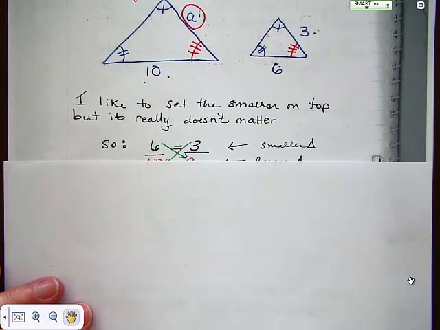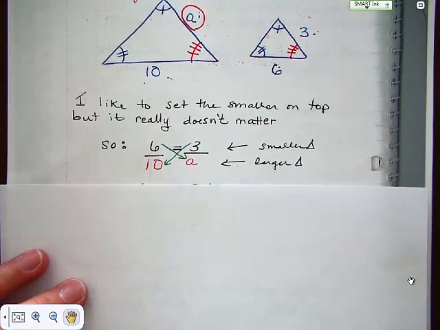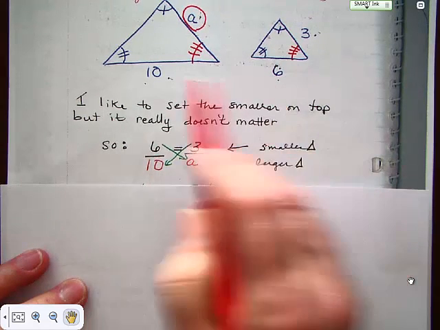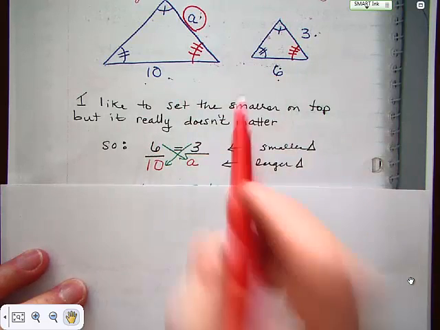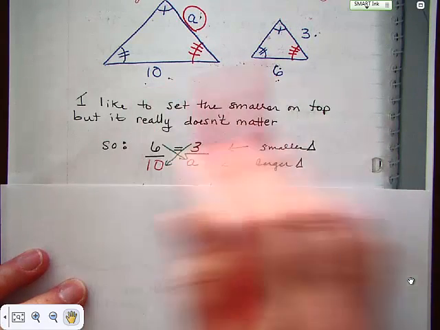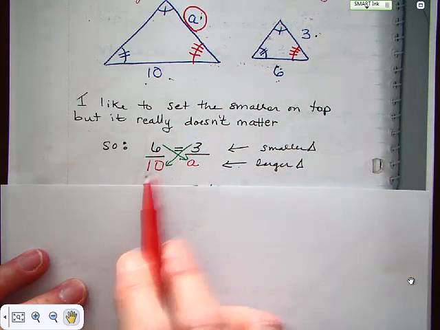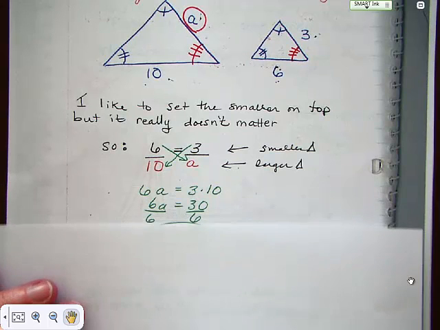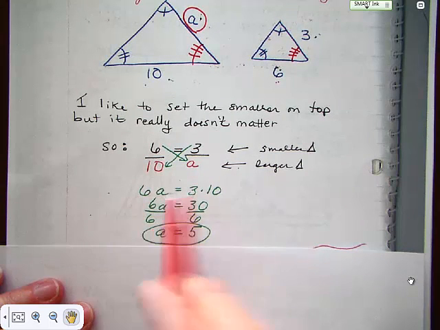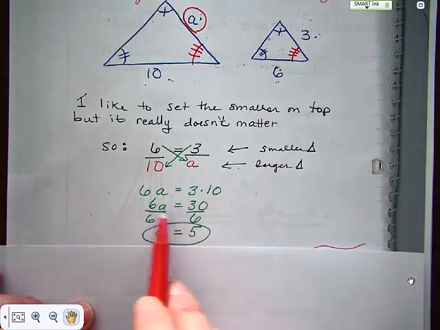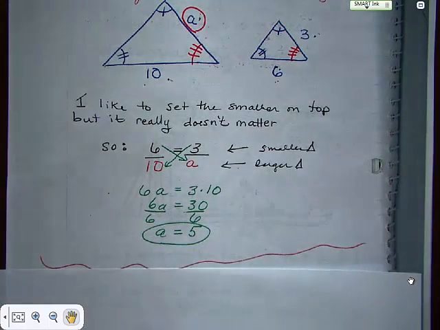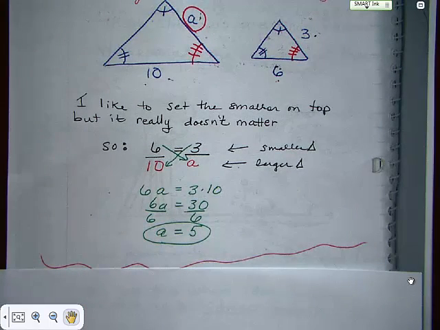I like to set the smaller on top, but it really doesn't make any difference how you set it up, as long as you do it correctly. So 6 is to 10, as these are the corresponding sides, 6 is to 10 as 3 is to A. Cross multiply, and you get 6A equals 3 times 10. 6A equals 30. Divide both sides by 6, and you get A equals 5. And that's a great way to prove it and a great way to find that missing side.